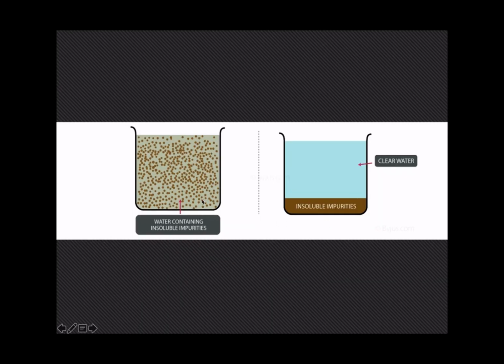We can also see from this picture, the water containing insoluble impurities is seen on the left, and then we can see that after some time, during the sedimentation process, the insoluble impurities will settle at the bottom of the tank, and the clear water will be at the top.